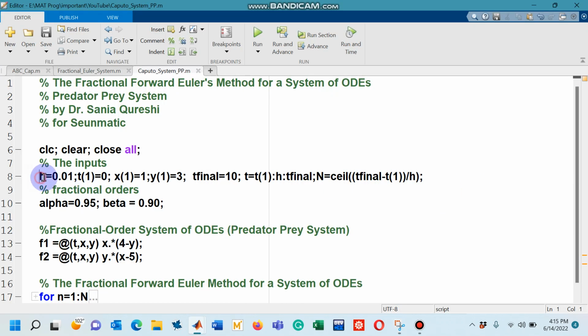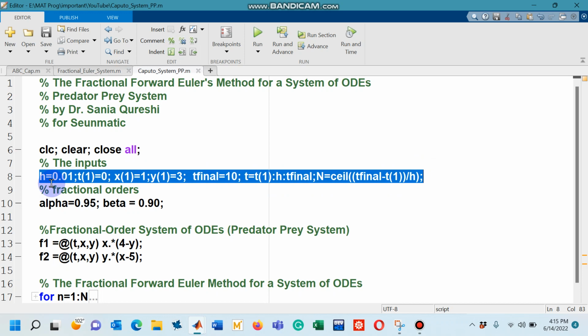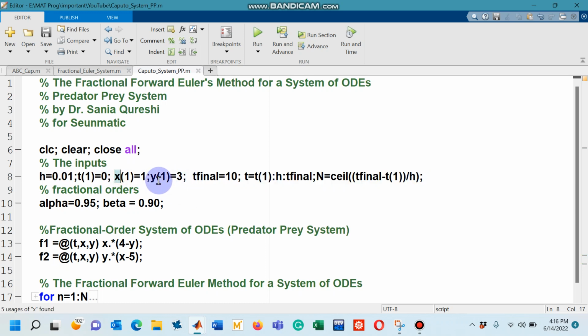You can see that on line number 8, we have the value for the step size h, 0.01. You can decrease it further as well. The initial value of the independent variable t is 0. The value for the first dependent variable x is 1, and for the second dependent variable y it is 3, as given to me by that viewer. The final mesh point I have arbitrarily chosen, that is 10. T shows the integration interval, and capital N stands for the number of iterations.